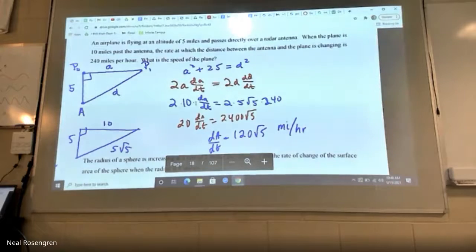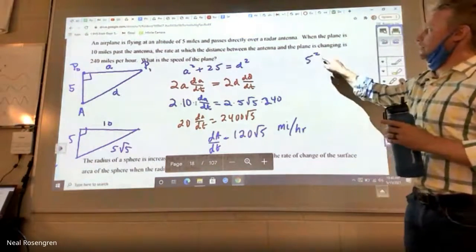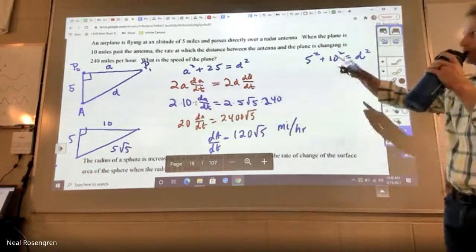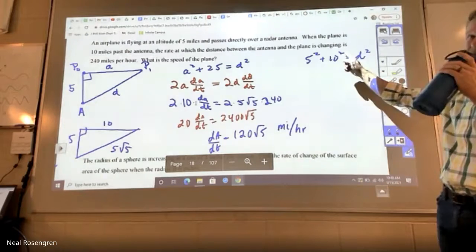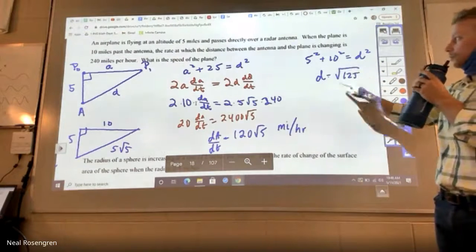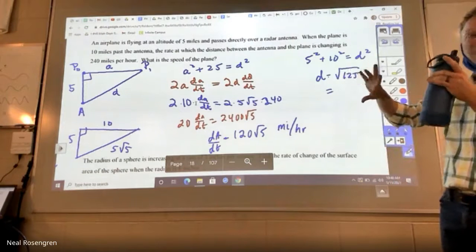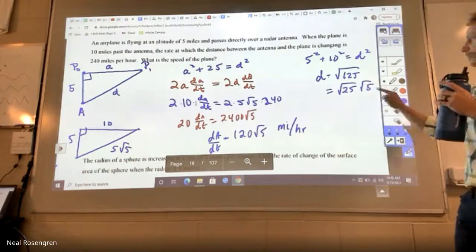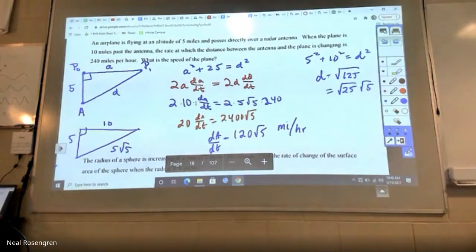Yeah, question. How did you get the 5 root 5? Pythagorean theorem. I didn't write it down, sorry. Oh, I did that, okay. 25 and 100 is 125. So d is the square root of 125. Just like the 544, we could simplify. I broke this apart into square root of 25 and square root of 5. Okay, thank you.